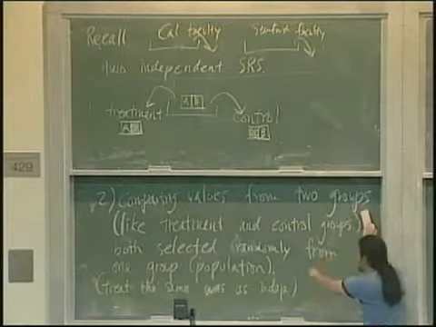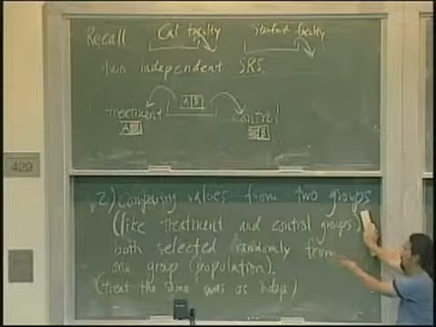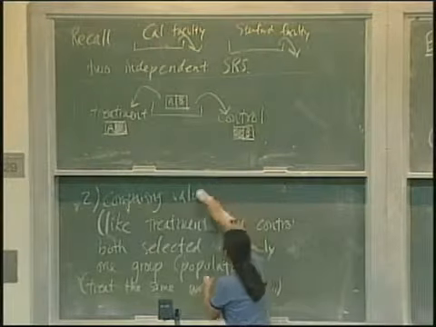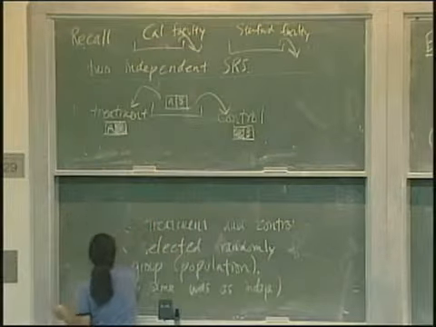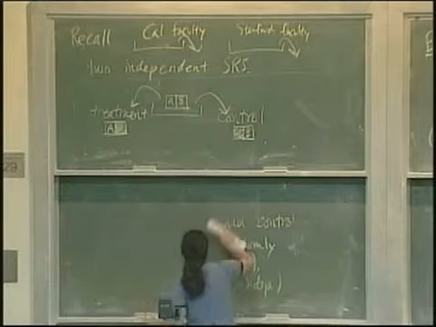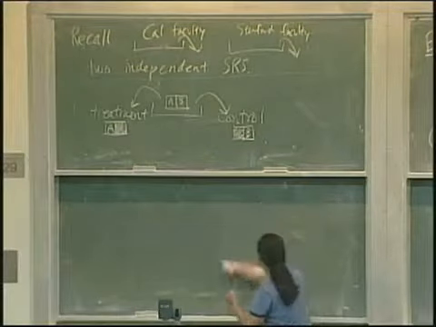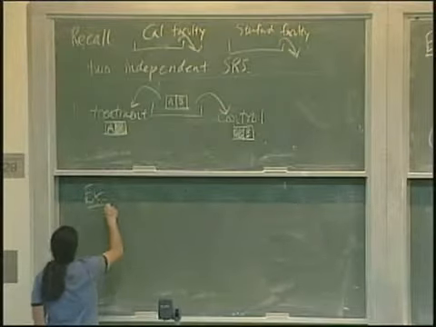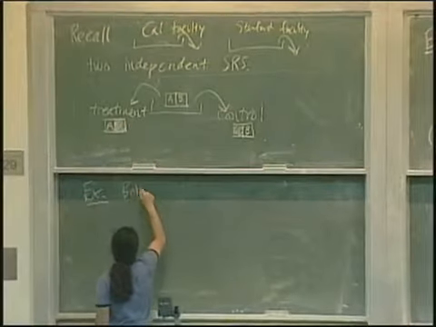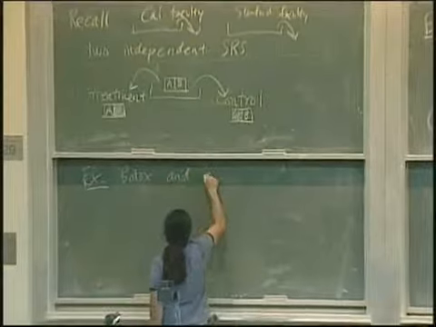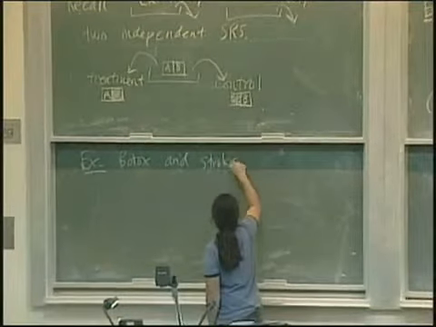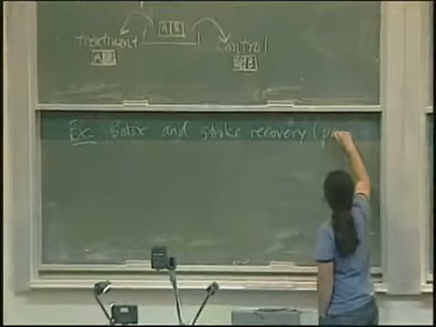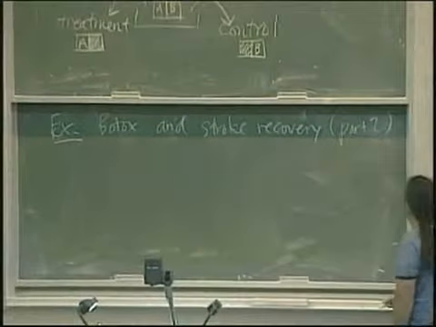Okay, so again, I'm going to do an example of this situation, comparing values from two different groups, like treatment and control, both selected randomly from one overall group or population. And my example is Botox. It's a continuation of the example I did with Botox and stroke recovery before. So this is part 2 of that story.